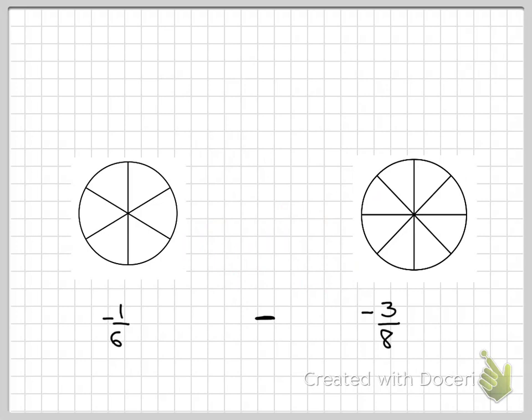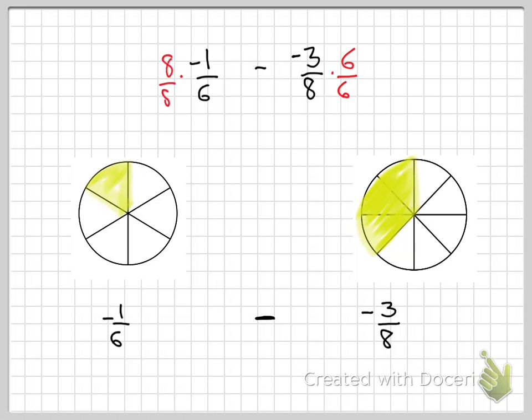So here we have negative 1/6 minus negative 3/8. So in this problem, what I'd like to do, with your permission, is I would like to just go straight for that quick and dirty method that I just showed you. So really quickly, let's just represent this visually. So we have 1/6, so one pie piece shaded here, 3/8 over there. Okay? So again, rather than figuring out what the LCD is, or the LCM, right, I'm just going to multiply 8 times 6 and 6 times 8. Okay, I'm not going to waste my time with that other stuff.